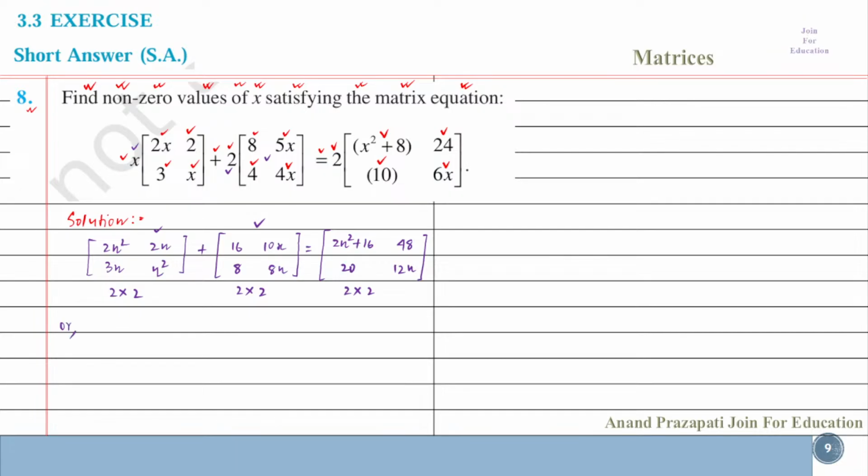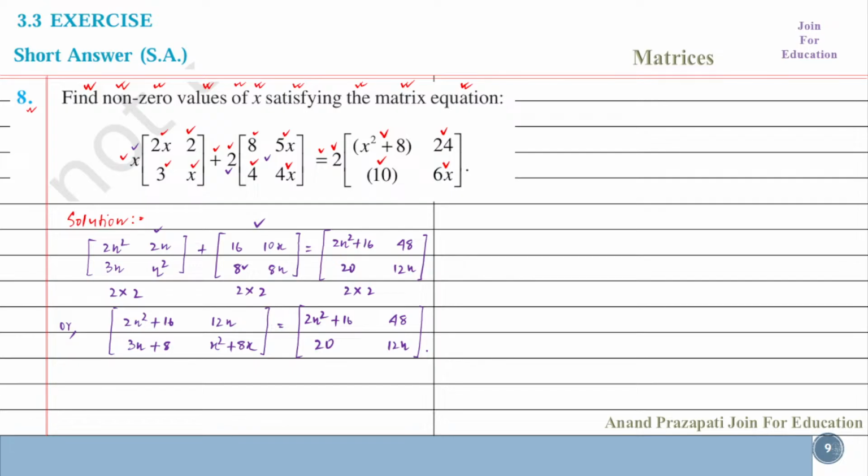So these matrices are possible for addition because both have the same order. So the next step will be 2x square plus 16, and 2x plus 10x equal to 12x, and 3x plus 8, x square plus 8x, equal to 2x square plus 16, 48, 20, and this is 12x.